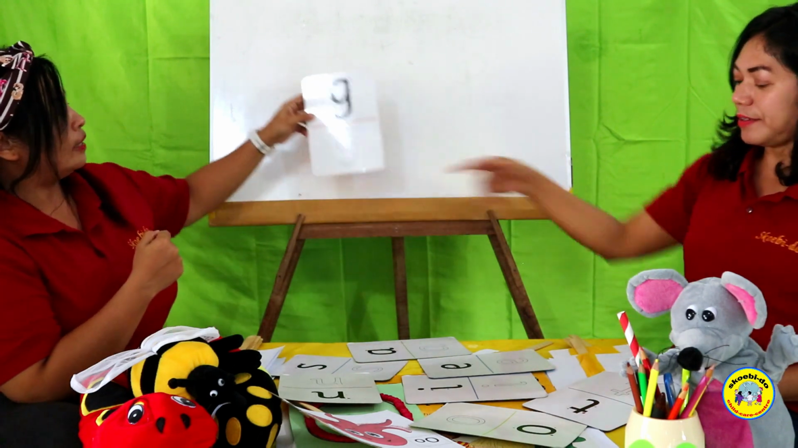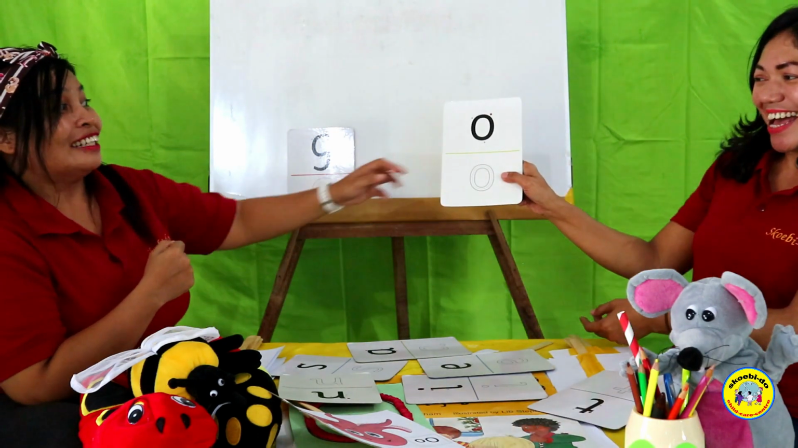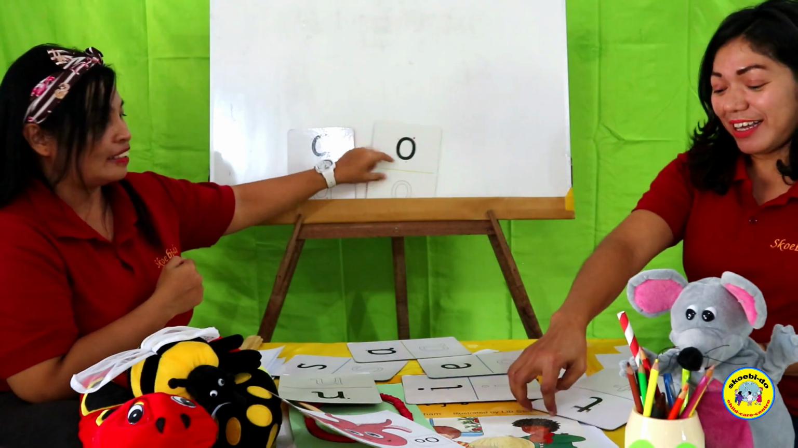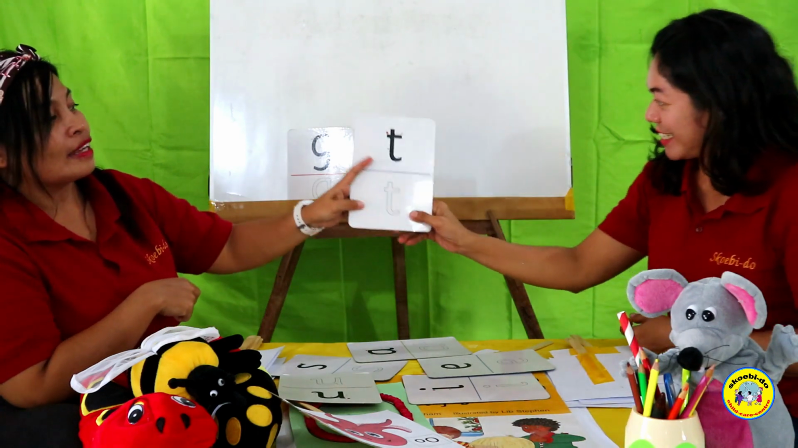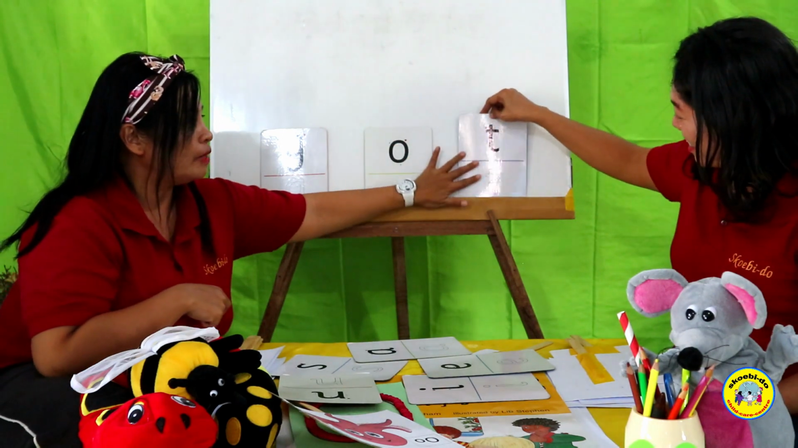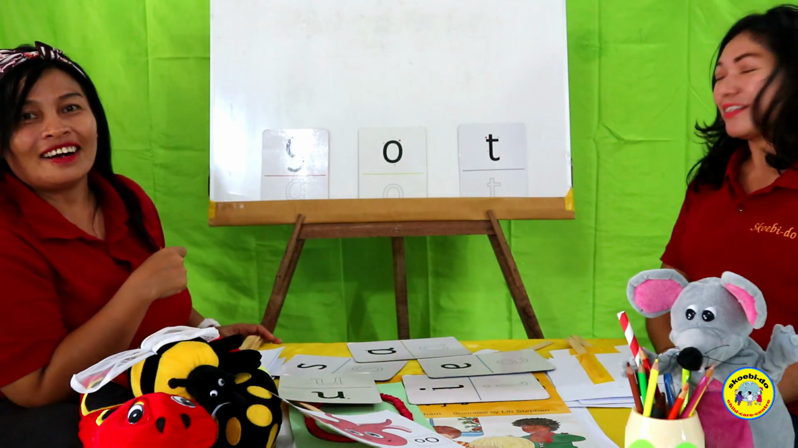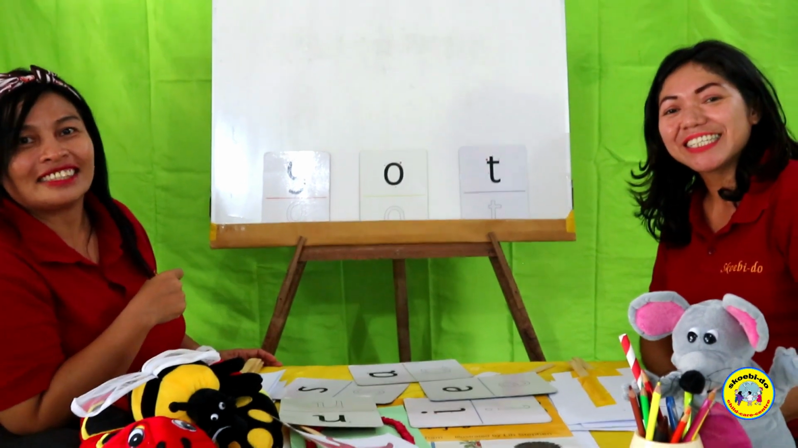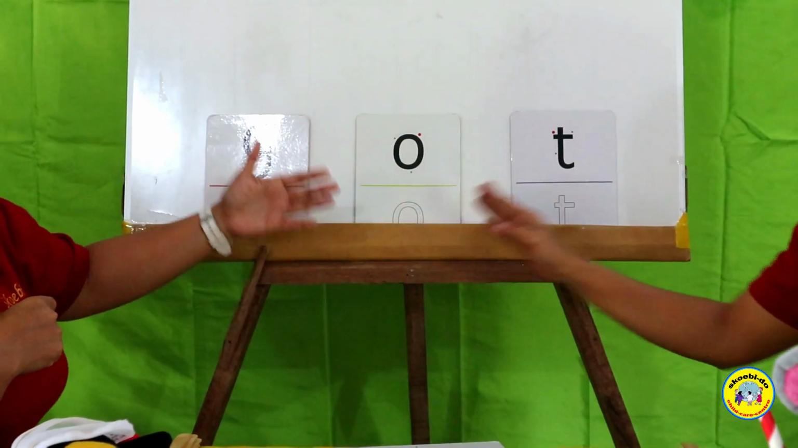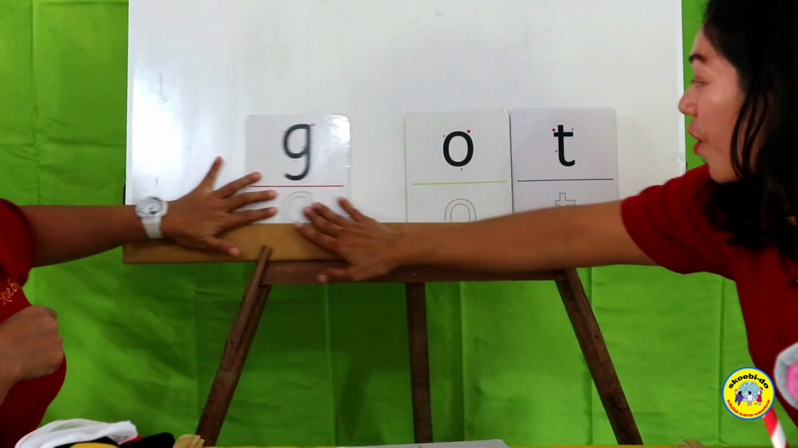This one is letter G. Letter G makes the G sound. And next, what we have is the letter we learned today. Letter O makes the O sound. And letter T. Letter T makes the T sound. We try to blend and try to read. Are you ready, kids? Let's start. G, O. G, O, G, O. Got.